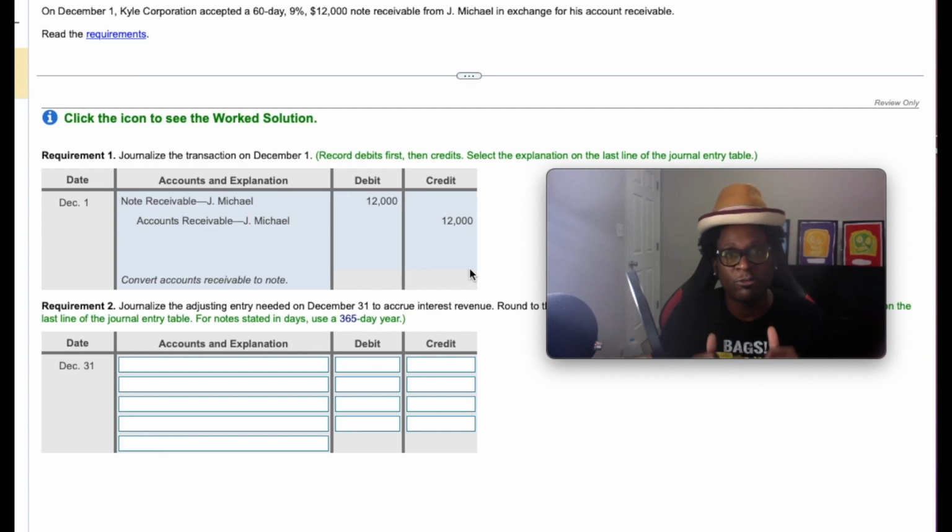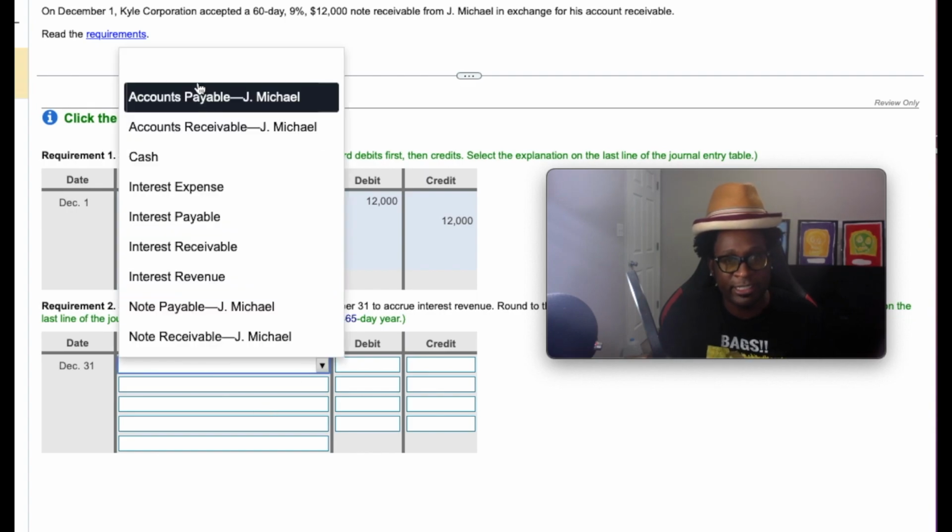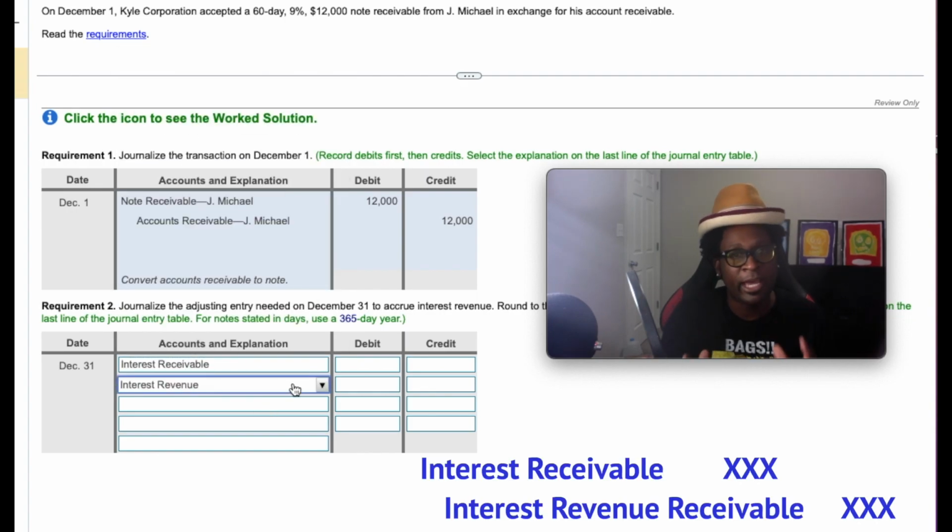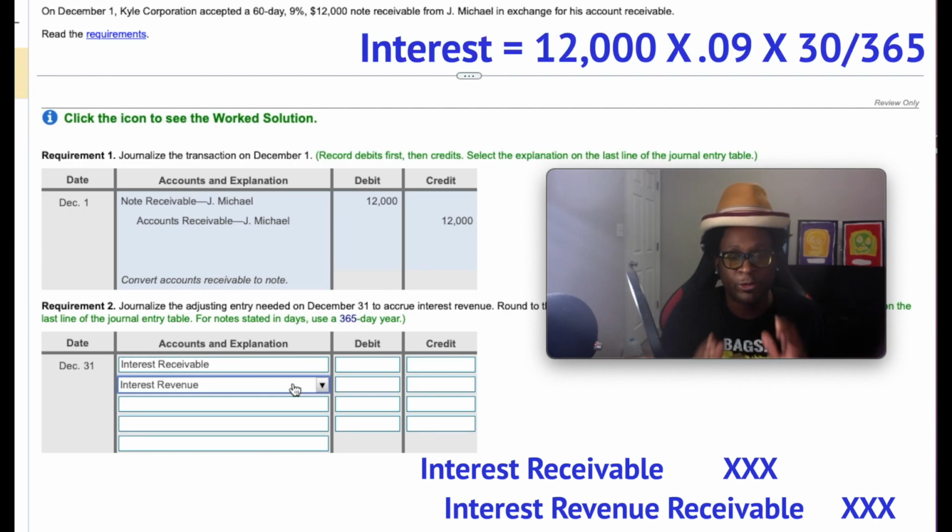So first, we need to accrue this interest by simply debiting interest receivable and crediting interest revenue. But we're halfway there, gang, because we have to calculate the proper amount that's earned. And we're going to use our interest calculation in order to do so. We know that the interest calculation is simply principal times rate times time. Remember, gang, time must be annualized at all times. So we're going to take our principal amount of $12,000, multiply it times the 9% interest, and we must accrue for the time that we earned interest revenue.